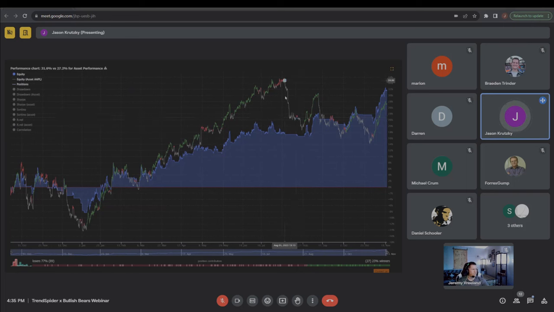So I can see very quickly that this strategy tends to avoid big drawdowns. That's nice to see. I like that. It tends to ride trends. It actually will stay in the trade long enough to take advantage of the trend. It beats buy and hold over the same period of time by just a few percentage, 31.6 on this strategy versus 27.2 for the asset.